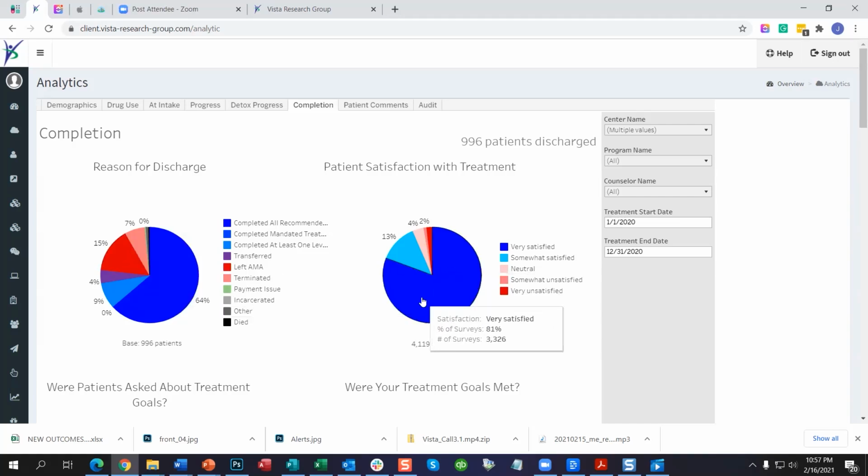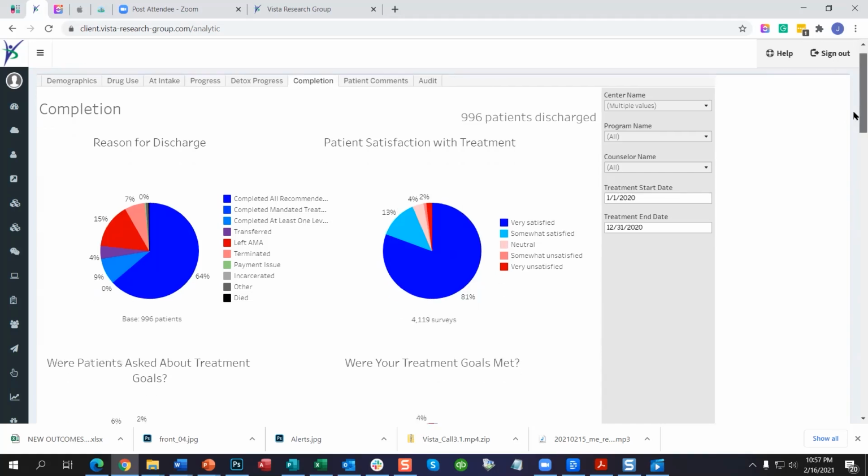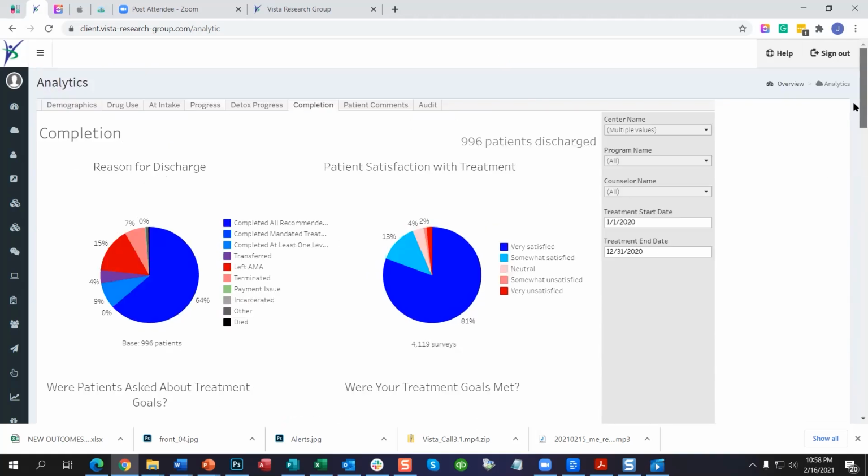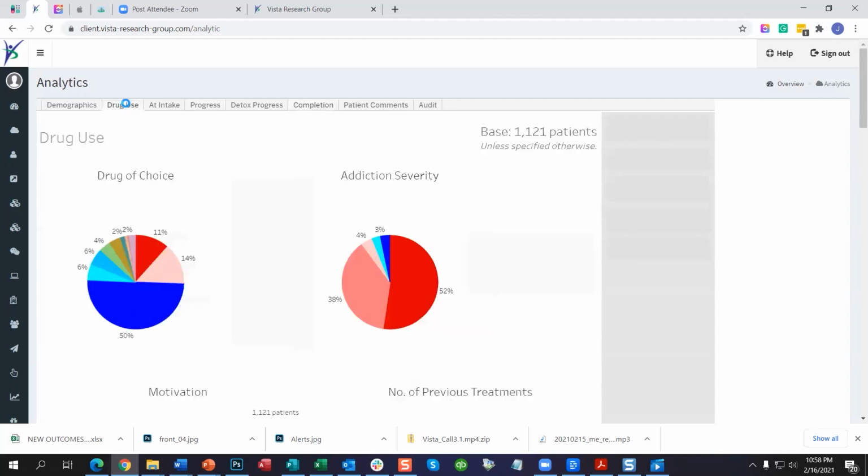You can see the level of patient satisfaction with treatment, and for patients about to leave treatment, were they asked about their treatment goals and were their treatment goals met? But there's a lot of other information here besides.